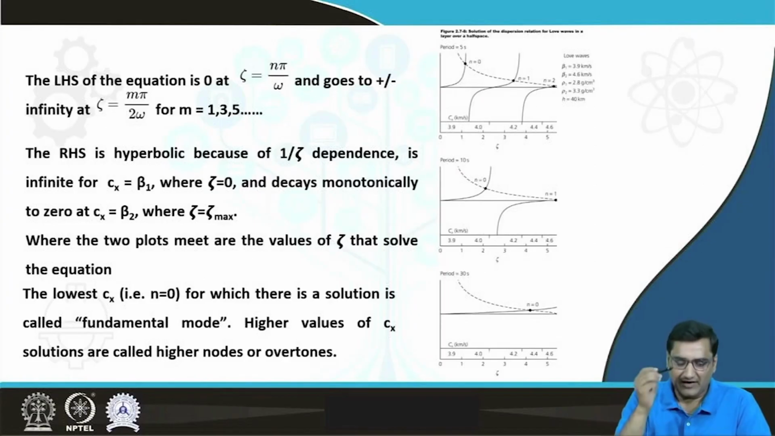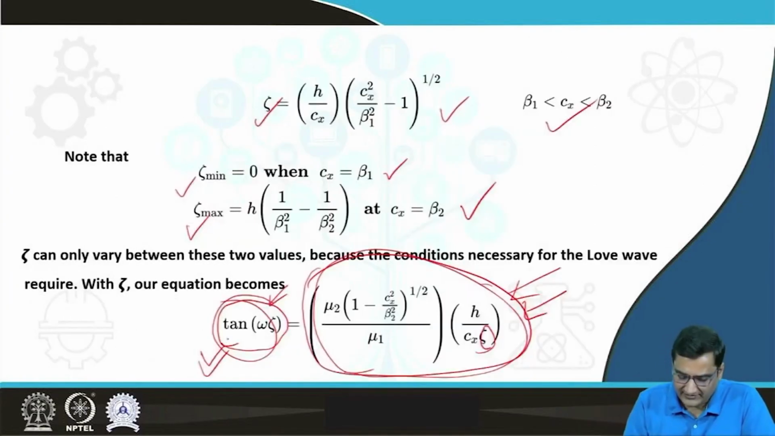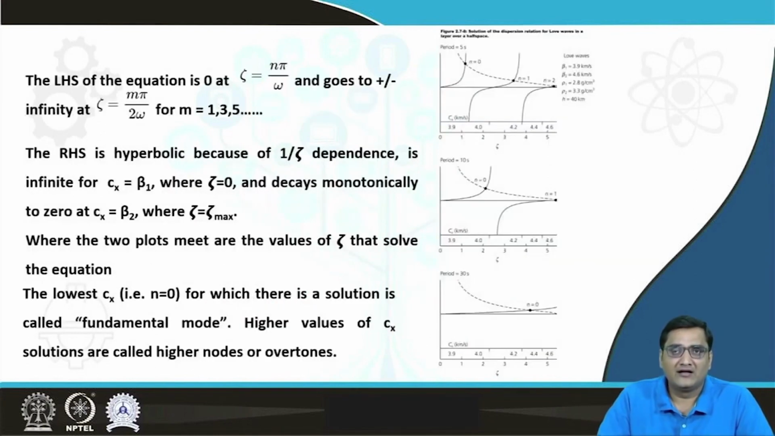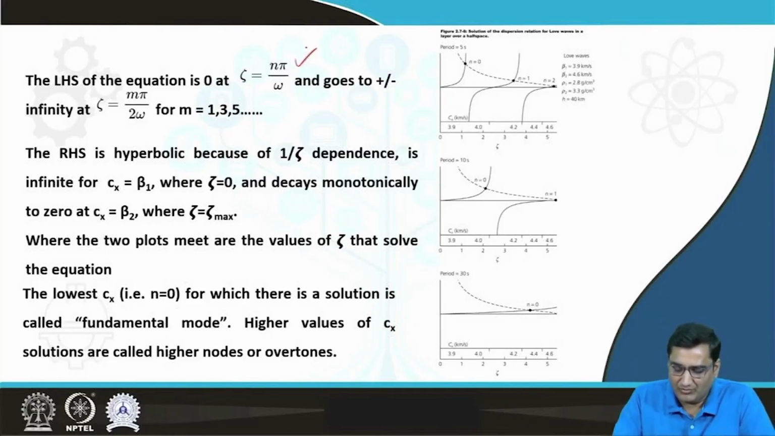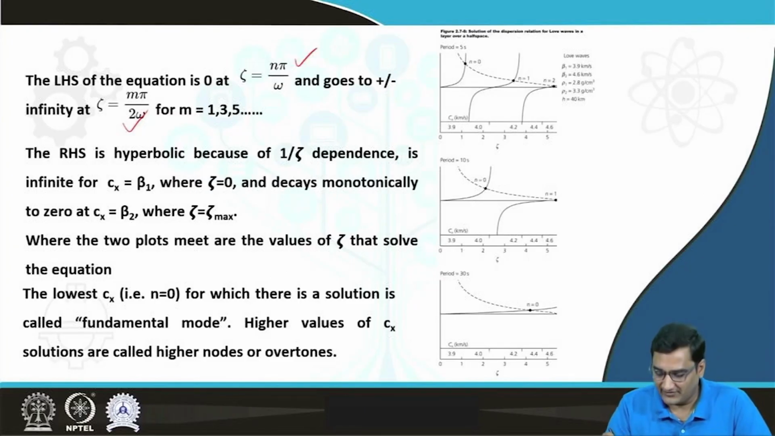Now, let's look at the LHS. So, LHS is the tangential term, that is tan omega zeta, and that will be equal to 0 at zeta is equal to n pi by omega, right? And it will be plus and minus infinity at zeta is equal to m pi by 2 omega, where m is varying over the odd numbers, that means 1, 3, 5 and so on. So you can see these are some of the curves that are drawn in Stein and Wysession's book.